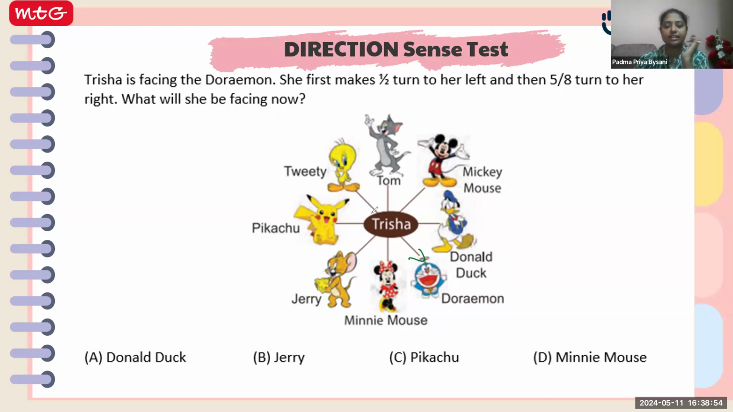So halfway she's turning and she will reach Goofy, and again she's making a 5/8 turn to her right side. So when she's making a 5/8 turn to her right side, she will automatically reach Minnie Mouse. That is, from here she is moving in this direction. So with a 5/8 move she will reach Minnie Mouse like this. What is the meaning of a 5/8 turn to the right side? What is the meaning of a half turn to the left side? There are logics behind all this, which you can better learn once the chapter is started in depth.